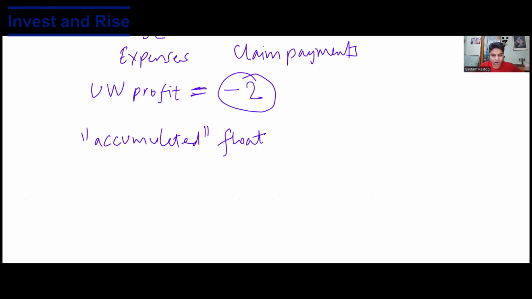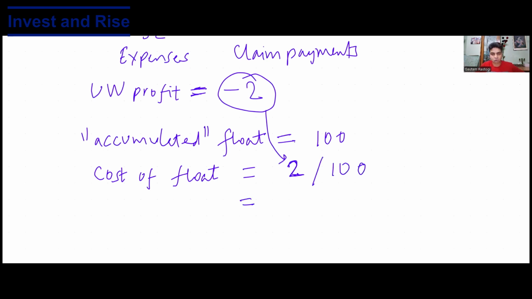So the accumulated float over time, including the 10 rupees which was set aside this year, totals up to 100 rupees. So let's say the accumulated float is rupees 100. So the cost of float is rupee 2. This is the cost that they had to pay, right? Underwriting loss is rupees 2 divided by 100. So the cost of acquiring that float this year is 2%.